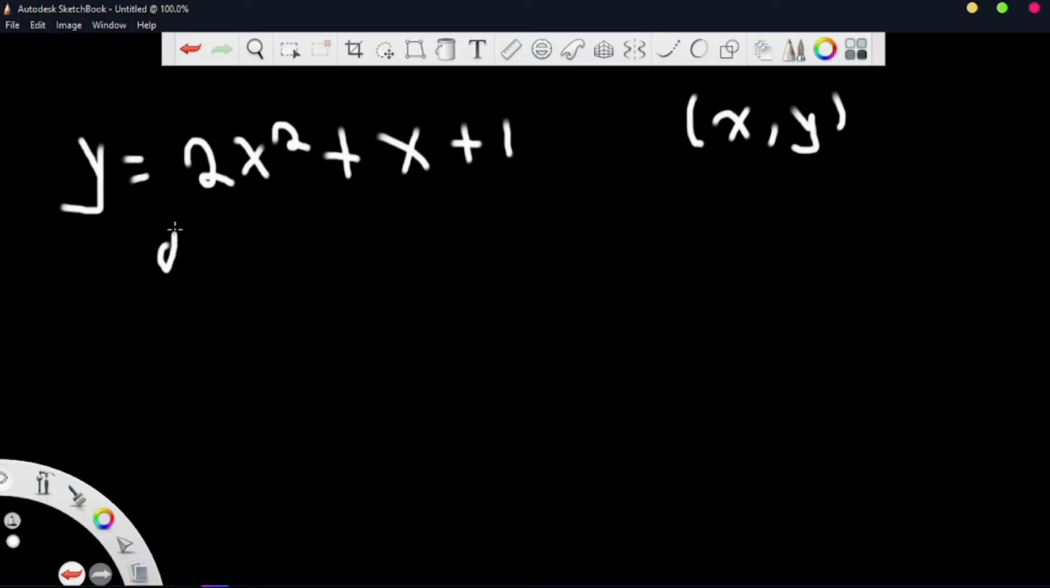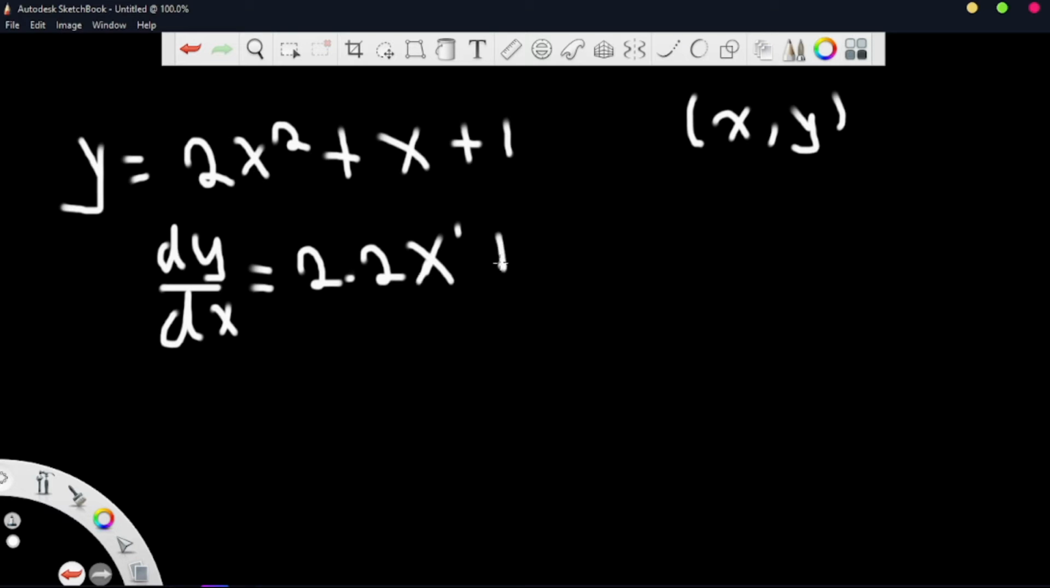dy over dx, to differentiate, or to derive, it depends with whatever. And then what do I get once I differentiate this? So my 2 will come to the front, so I'll have my 2 multiplying my 2, and then my x will reduce, it will be just to the power 1, and then plus, if I differentiate my x, I'm going to get a 1. If I differentiate my constant 1, that's just a 0. So notice that when I differentiate this, I'm going to have 4x plus 1.